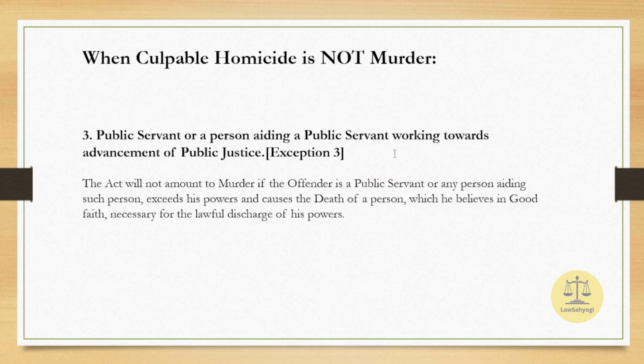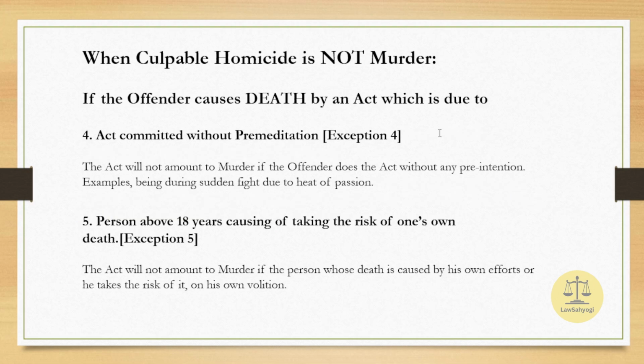So now we come to exception number 3. Here it states that when a public servant, or a person aiding such public servant, who is working towards the advancement of public justice exceeds his power and causes the death of a person, which he believes in good faith necessary for the lawful discharge of his powers, in this case the offence of culpable homicide will not amount to murder.